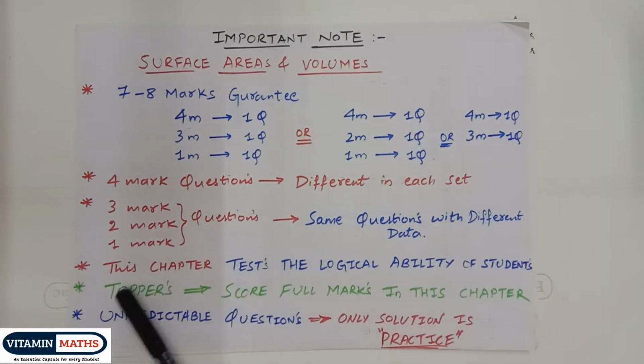Now, the main thing about this chapter is that it tests the logical ability of students. Definitely that is true, and that is why most of the students find this chapter difficult. Toppers usually score full marks in this chapter. I told you that this will test your logical ability, and those who have understood the concept in a better way will answer these questions.